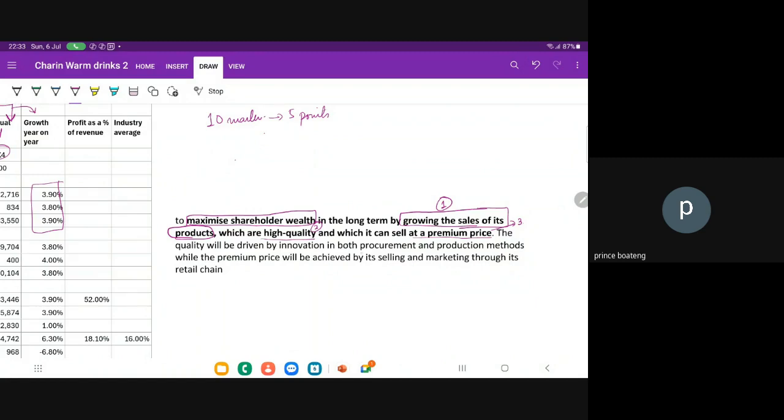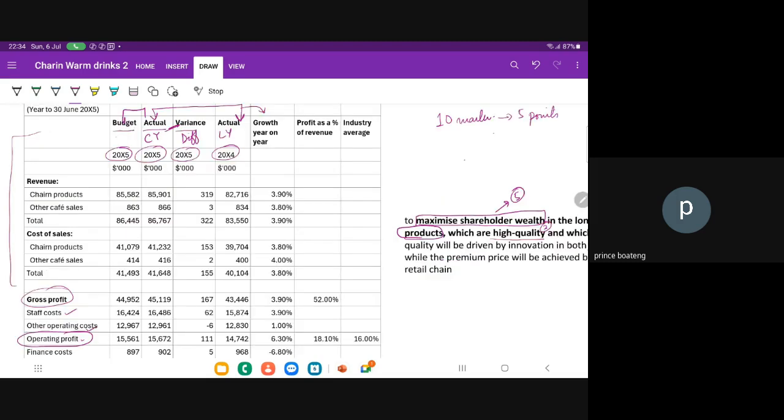Fourth is this procurement and production method, right? Fifth is probably any indication of marketing if that is required. This is something which we will see if we can identify. So there are 1, 2, 3, 4, 5 points we have identified which we have to analyze from this report. Okay. So now, the first point, yes, you are right. Sales growth is given in the question, right?